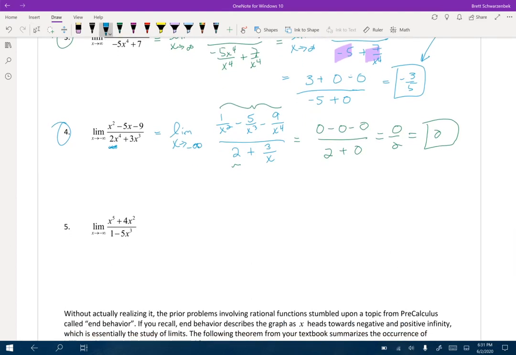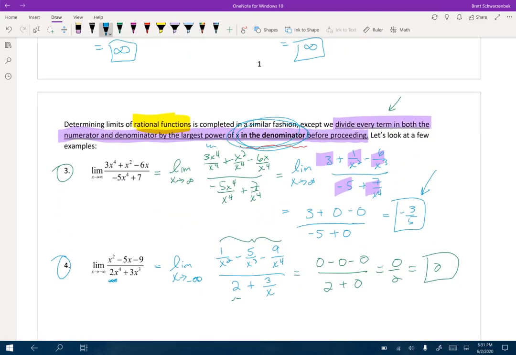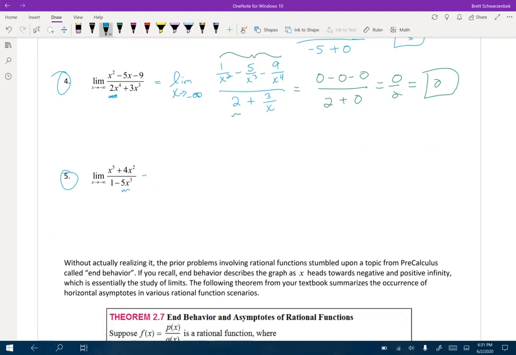All right, last scenario, 5. So what's the highest degree of the denominator? It's x cubed. Okay, so be careful. Don't take the highest degree because it's x to the fifth in the numerator. We want only the denominator. So what do we get? We get the limit as x approaches negative infinity. Well, if we divide x to the fifth by x cubed, we get x squared. Then we get 4 over x if we divide by x cubed. Here we get 1 over x cubed, and here we get 5.